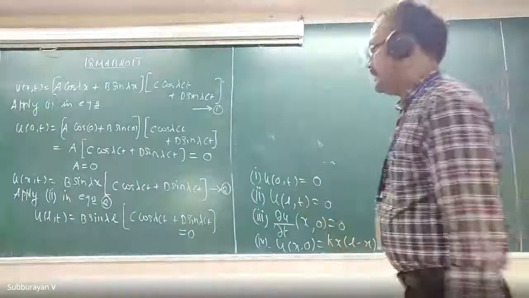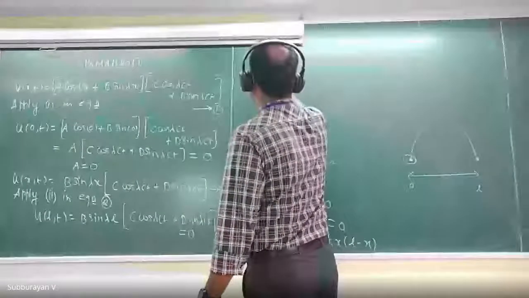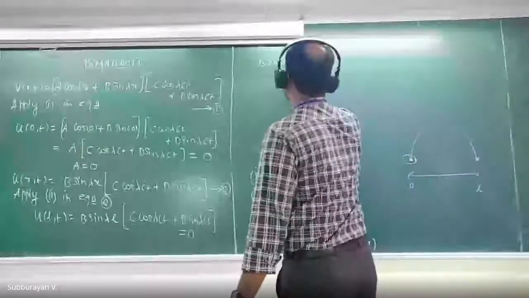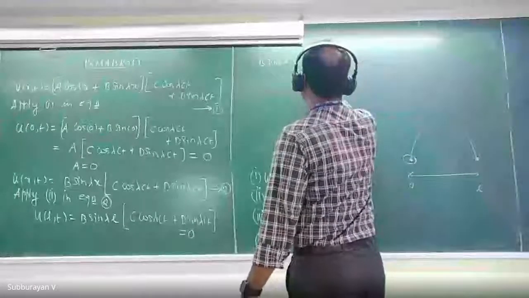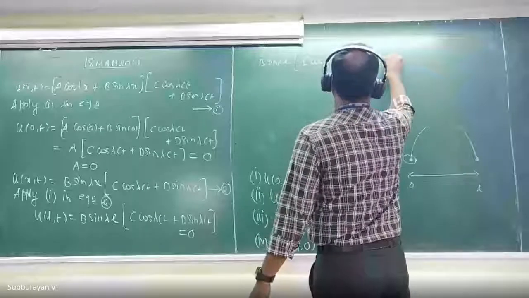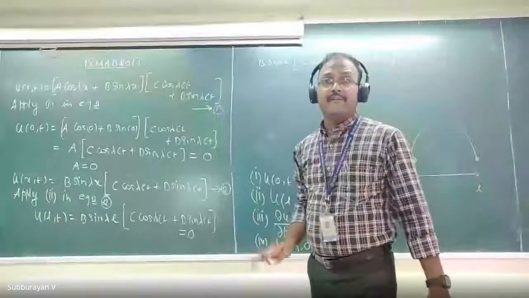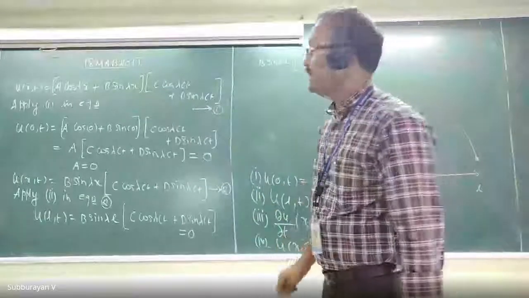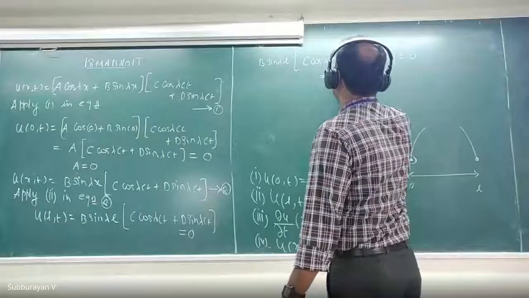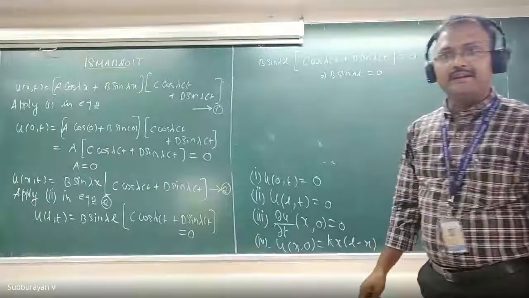Therefore, d sine lambda L into c cos lambda ct plus d sine lambda ct, that is equal to 0. Just now we have seen that the arbitrary linear combination of sine and cosine is never 0. Therefore, this is not equal to 0. It implies d into sine lambda L is equal to 0.